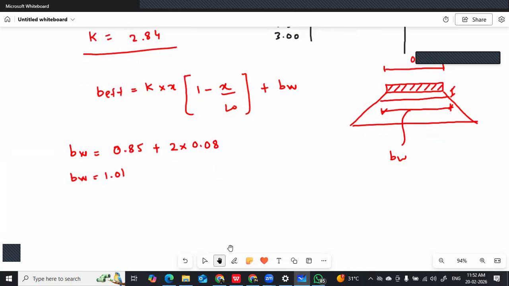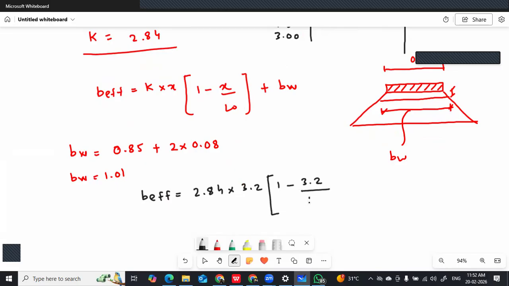In the formula, we can put that value. So B effective equals K is 2.84 into X is 3.2, 1 minus X is 3.2 divided by 6.4 plus 1.01. So B effective is coming as 5.56 meter. And what is B effective?